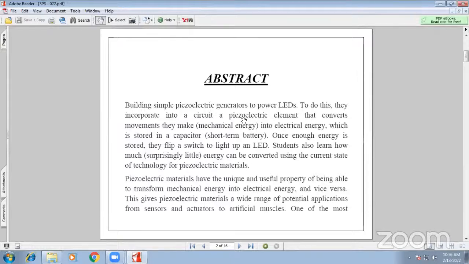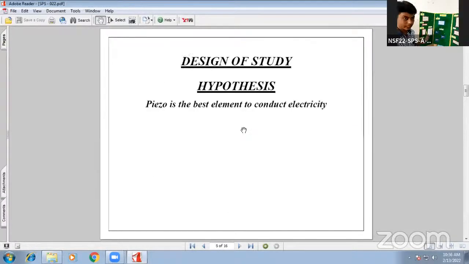To do this, they incorporate a converse effect. They convert mechanical energy into electrical energy, which is stored in a capacitor. Once enough energy is stored, they flip a switch to light up an LED. Energy can be converted using the current state of technology for piezoelectric materials. Hypothesis: piezo is the best element to conduct electricity.